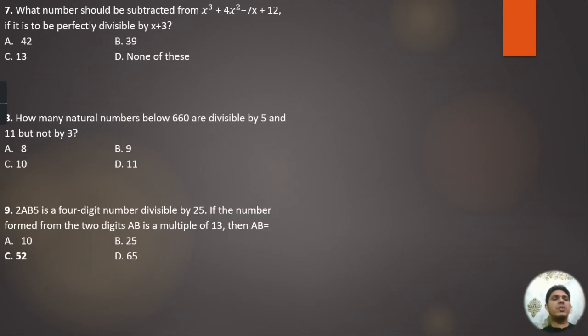Question number 7. The question is, what number should we subtract from this number if it is to be perfectly divisible by x plus 3? What number should be subtracted from this if it is to be perfectly divisible by x plus 3, right?